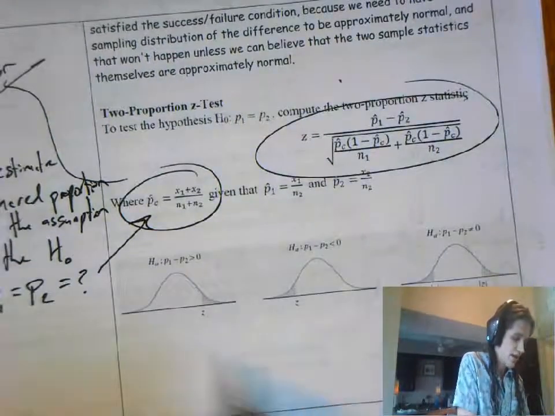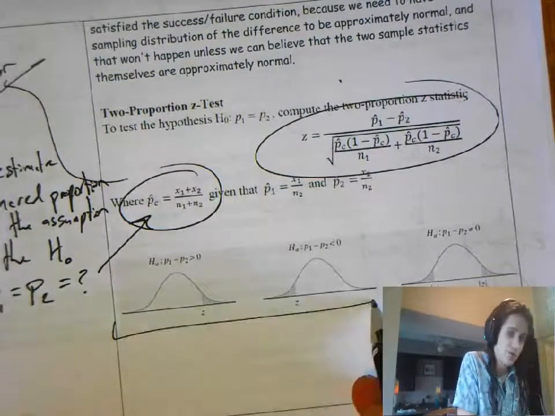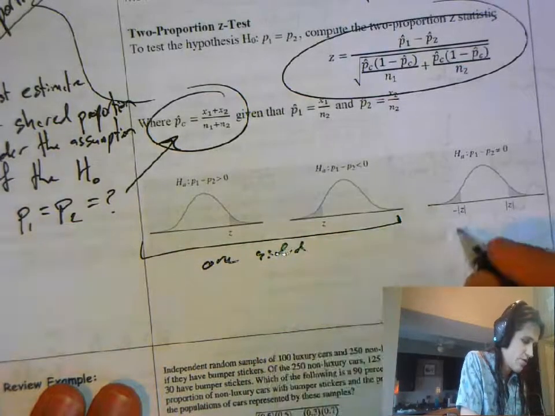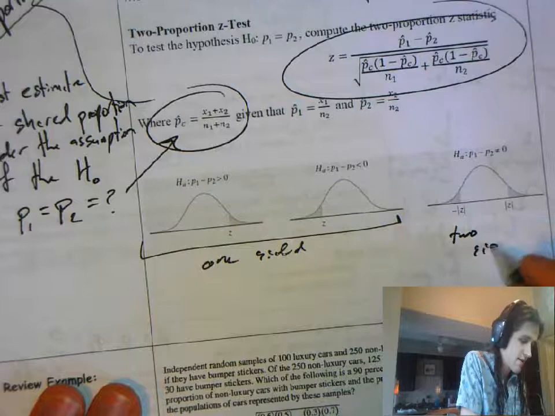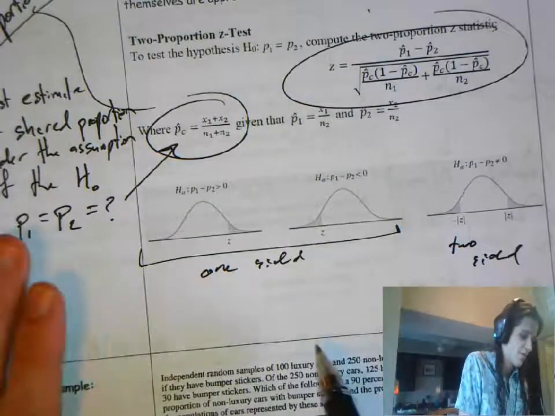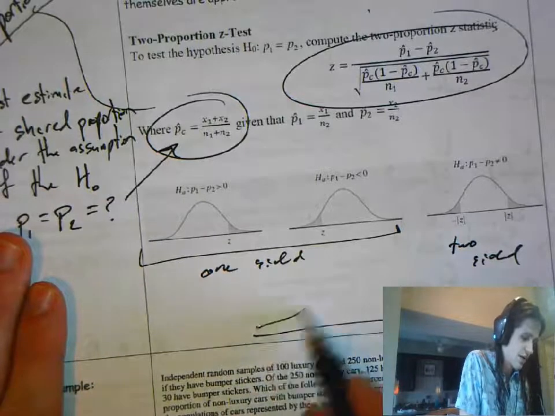So, again, we have our one-sided and two-sided alternatives, one-sided and two-sided, and let's get to it. We're going to do these in our calculator for the most part. Remember what this is doing, though. Think about what was happening here.